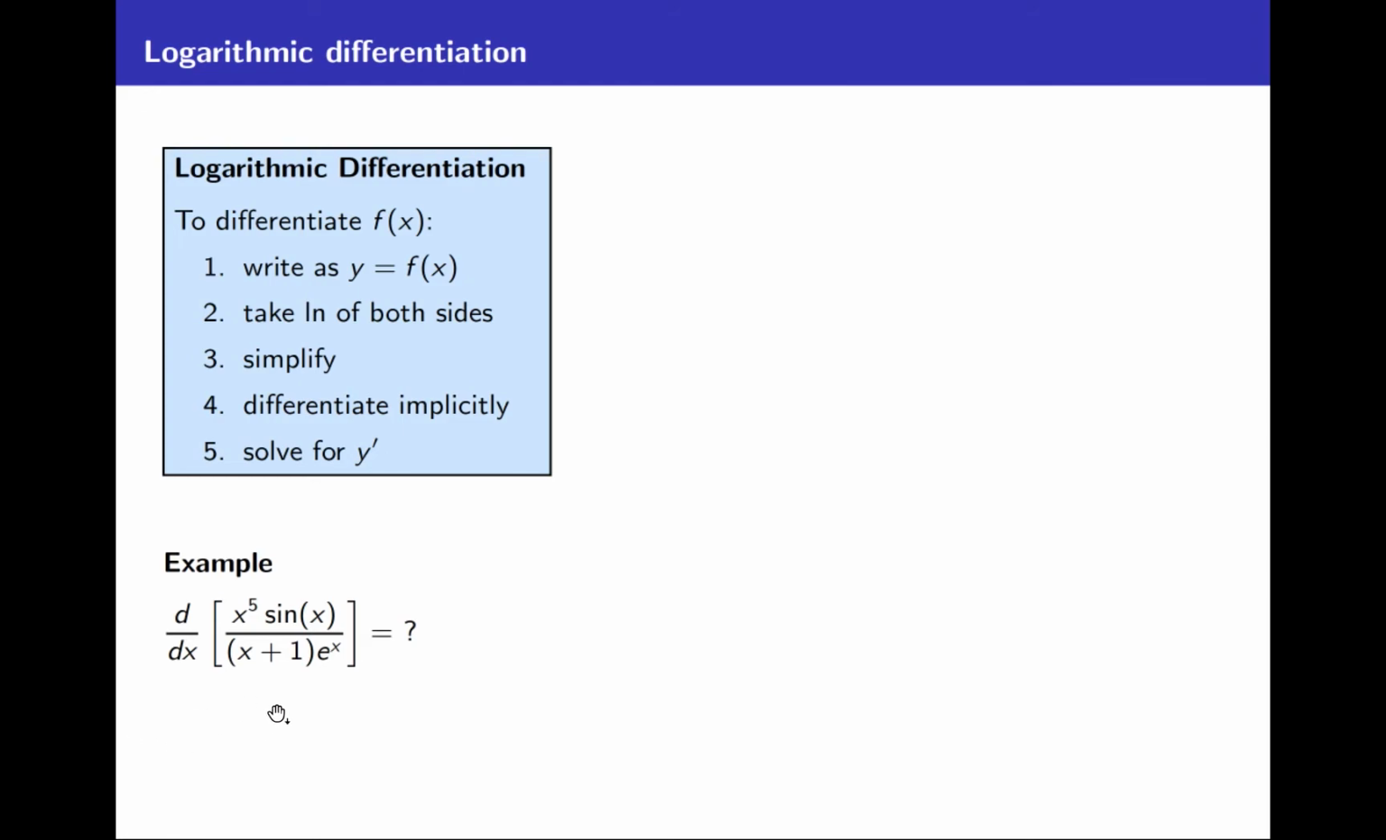I want to show you how logarithmic differentiation can quickly give you an answer. Let's carry out this 5-step process. First of all, to differentiate this function f of x, write it as y equals f of x. So here we go, y equals all of this. Take ln of both sides, and by that I mean ln of the absolute value of both sides. So that's our next step.